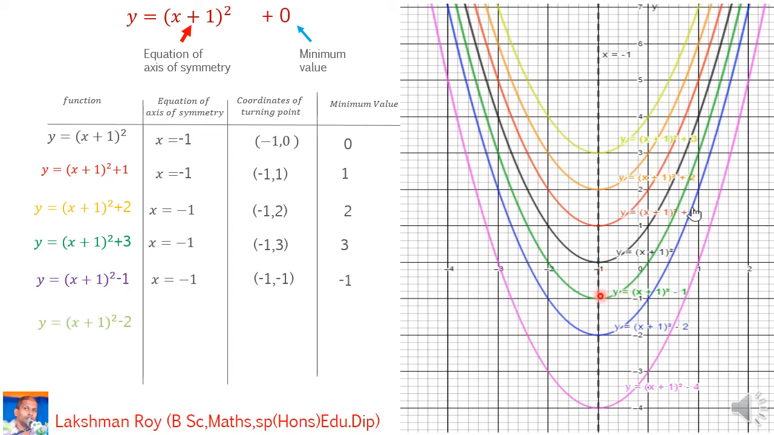Next function, (x plus 1) squared minus 2: the equation is the same, the turning point is x -1, y -2, and the minimum value is -2. Then what happened to the last function? Minus 4, 4 units down. The equation is the same, the turning point has x coordinate -1 and y coordinate -4, and the minimum value is -4. So that is what happens when translating graphs.